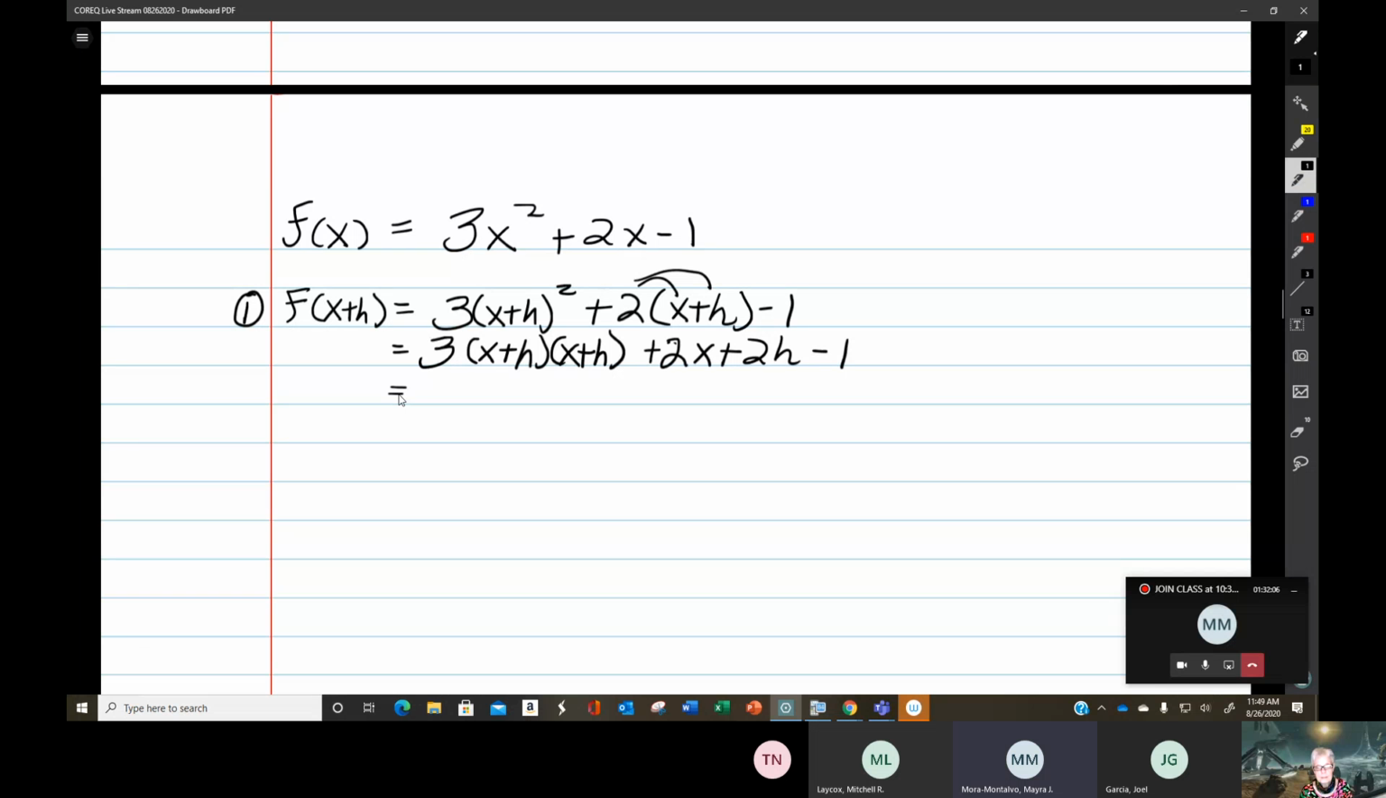Okay. Okay, now I'm going to wait. I suppose I could multiply the 3 into that and make it 3x and 3h, but I don't do that. I just think it's easier to get the (x plus h) times (x plus h) multiplied first.